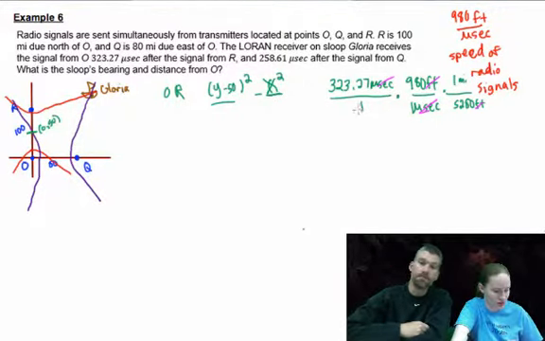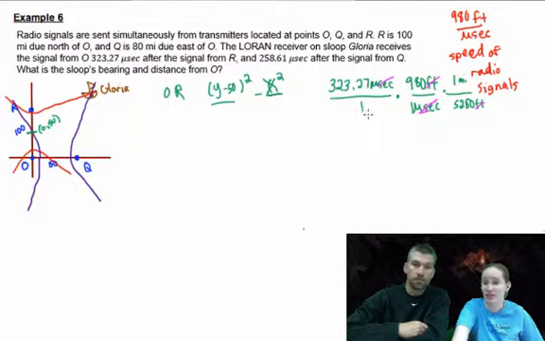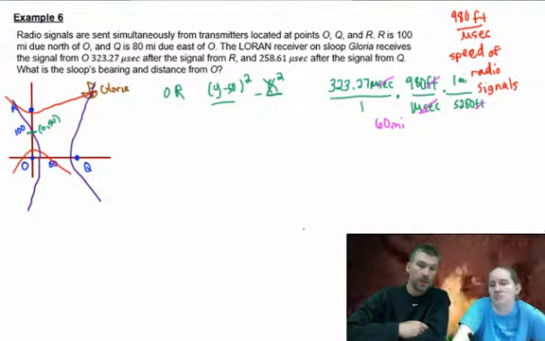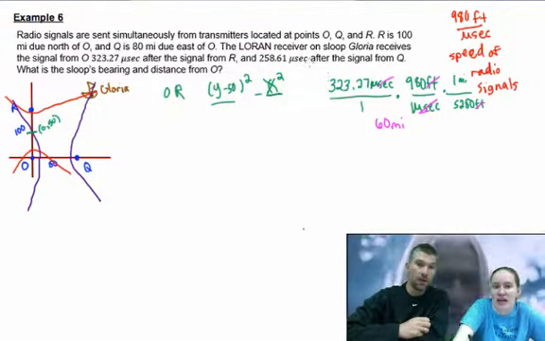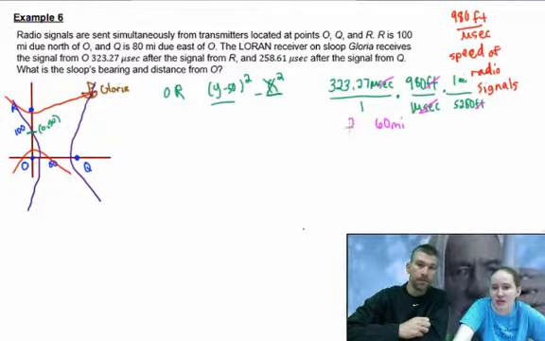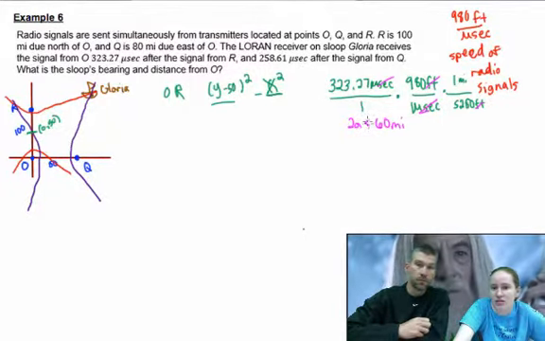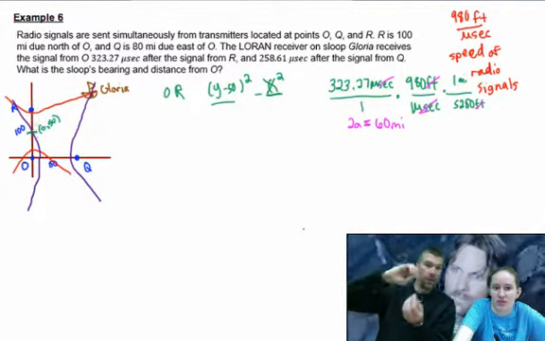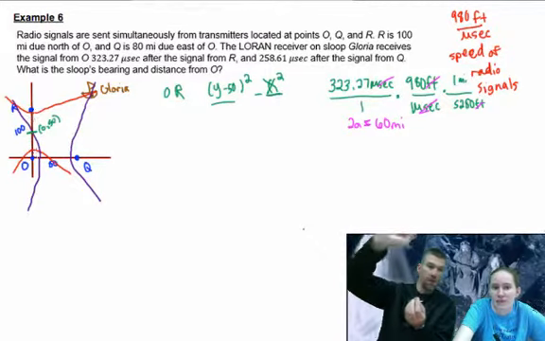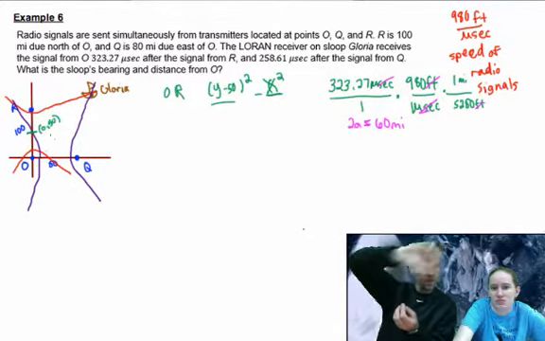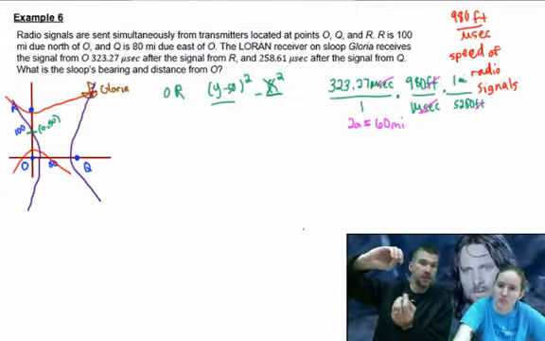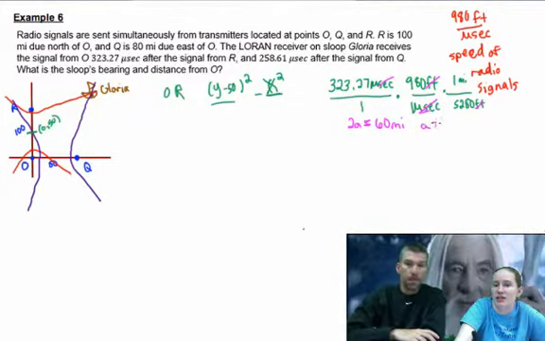Okay. So if we work this out on our calculator, surprisingly enough, we end up with 60 miles, which is a lovely, round number. And that actually gives us 2a. That's the length of our major axis, from the vertex of each part of that hyperbola, the one bending around O and the one bending around R. The distance of that major axis is 60. So that means a would be 30.